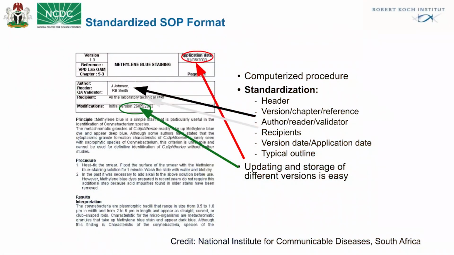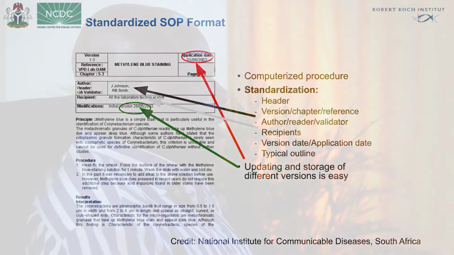This is the format. It should be a computerized procedure. It should be standardized, that is, having a header, version, chapter, and reference. There should be an author, reader, validator, recipient, version date, application date, and typical outline. Updating and storage of different versions is easy if we follow all these steps. This is a good example for each and every one of us to adapt to be able to write our SOPs.